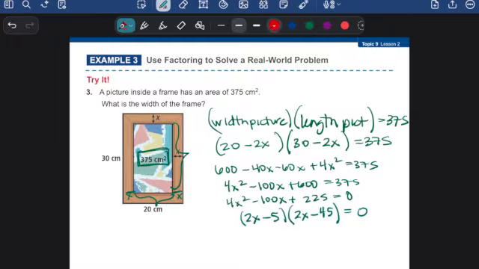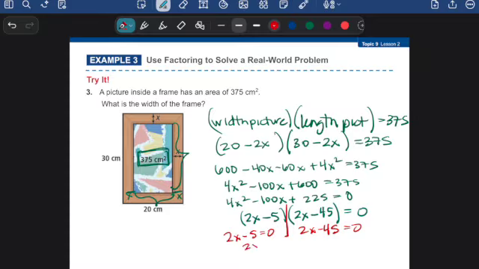Now, if I multiply that by 2, let's check our linear terms. Let's check the outer and the inner. 2x times negative 45 would give me negative 90x. Negative 5 times 2x would give me negative 10x. Does that give me negative 100x? Yes, it would. So there are our factors. Since we have factored it correctly and it's set equal to 0, we use the zero product property. Split the binomials, set each binomial equal to 0, and then solve for x.